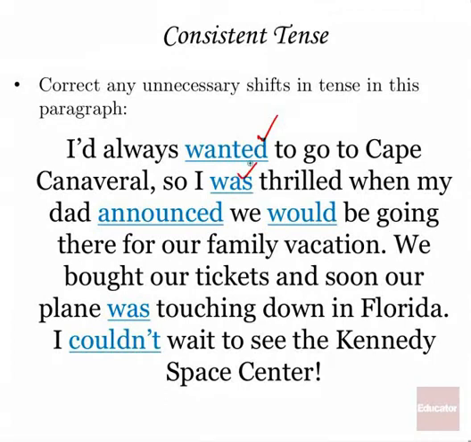So I was thrilled when my dad announced we would, not will, be going there for a family vacation. We bought our tickets, another past tense verb, and soon our plane was touching down in Florida. I couldn't wait to see the Kennedy Space Center. Once again, we tell the whole story in the past tense. It's much smoother. It's much easier to understand.